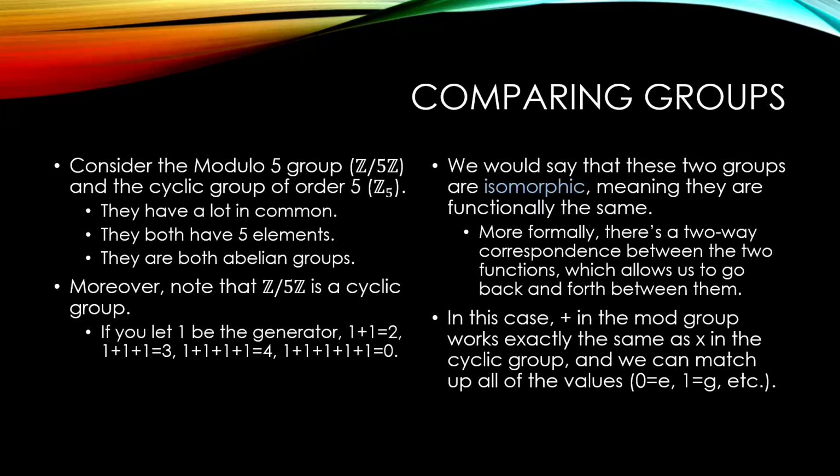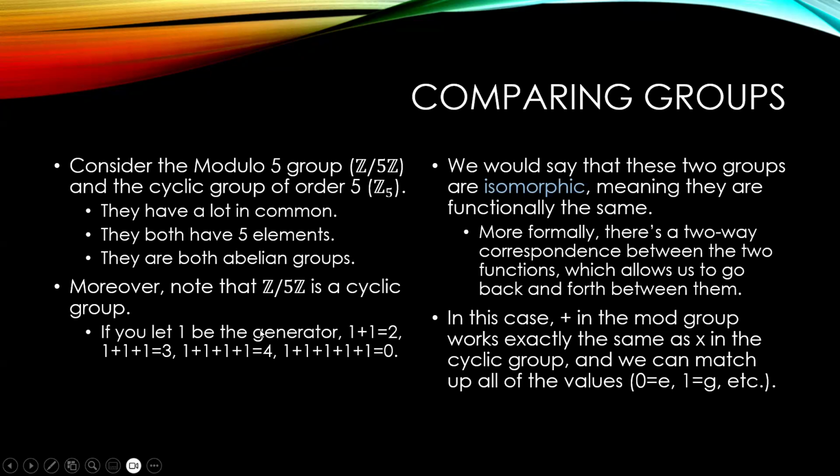Now, you might notice that Z5 and our Z over 5Z, the modulo 5 group, are very, very similar. And they are extremely similar. Many would say they are the same group, but they're not quite. One was under addition, one was under multiplication. But they have the same properties. They both have 5 elements. They're both abelian groups.